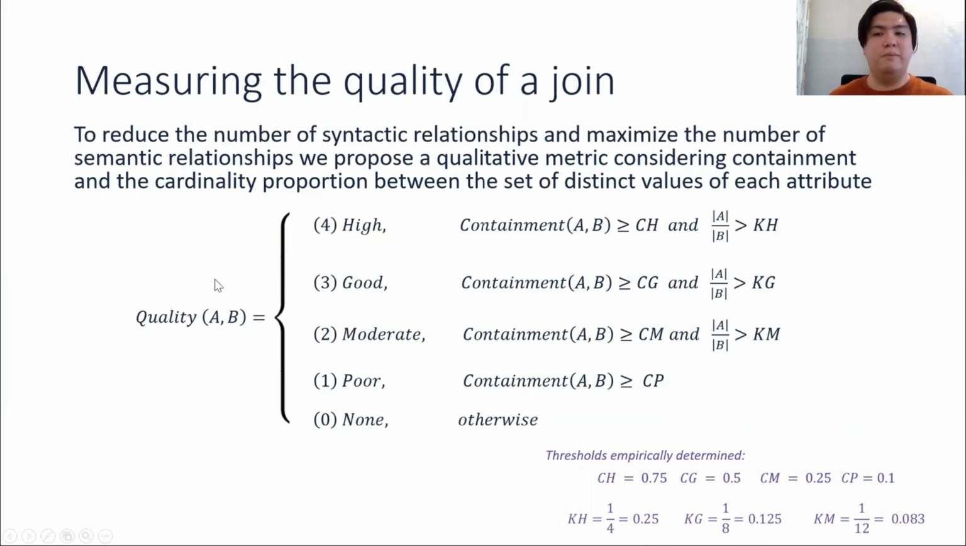So we define a qualitative metric based on containment similarity and cardinality proportion. Using the cardinality proportion, we complement the discovery results to identify more semantic pairs of attributes. We create 5 quality labels. The higher the quality label, the higher the containment, and the more similar cardinalities they will have.